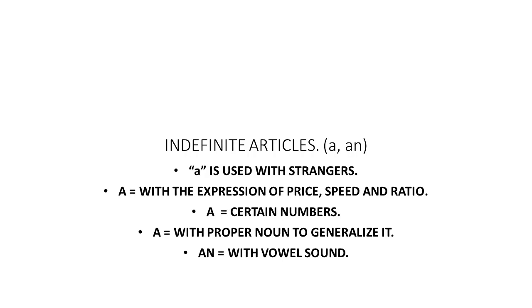A is used to generalize proper nouns. For example, he is a Shakespeare of our group. He is a Newton of our class. Newton or Shakespeare proper nouns hain, lekin inko generalize karne ke liye aap a ka istemal kar sakte hain.